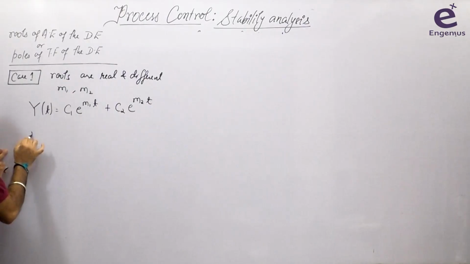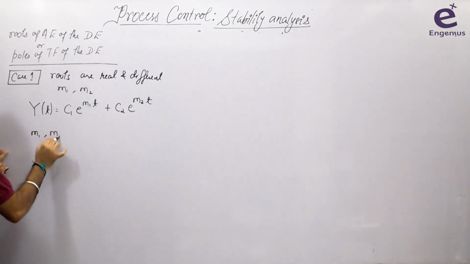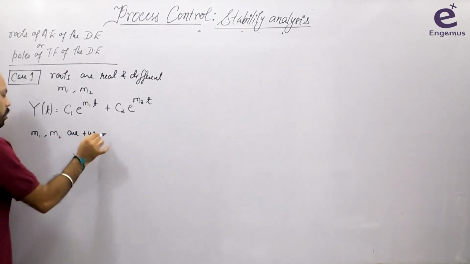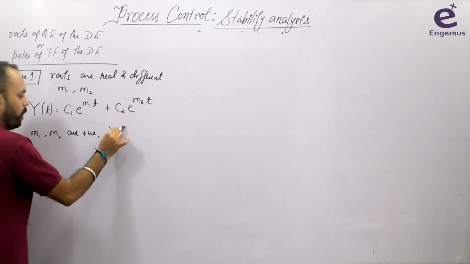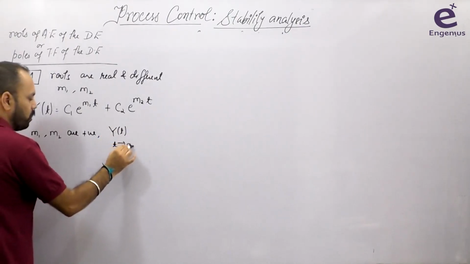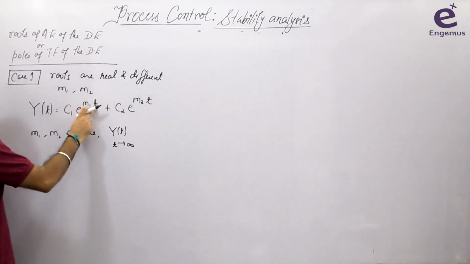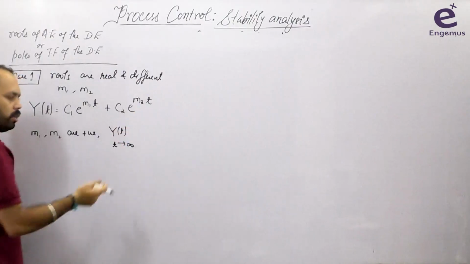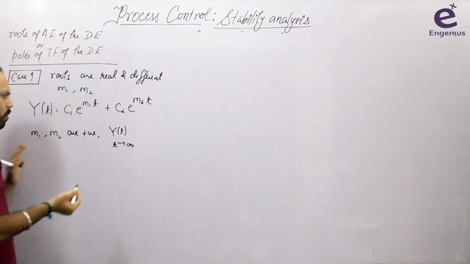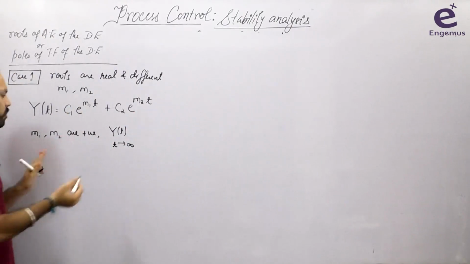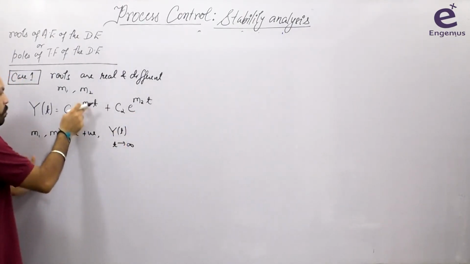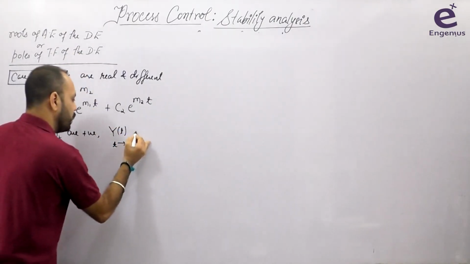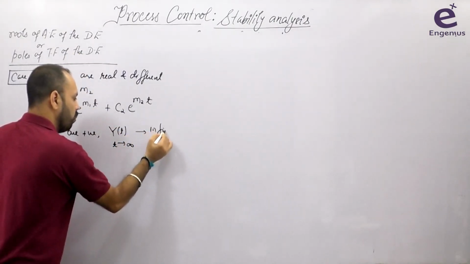Suppose m1 and m2 both are positive, then you'll see that the value of y(t) at t tending to infinity. What is the answer? Tell me. m1 is positive, t tending to infinity, so e raised to the power m1t tends to infinity, e raised to the power m2t tends to infinity. You can say that, होगा ना? If roots both are positive, in that case, as time grows, e raised to the power m1t also grows exponentially and becomes infinity. So y(t) at t tends to infinity becomes infinite.